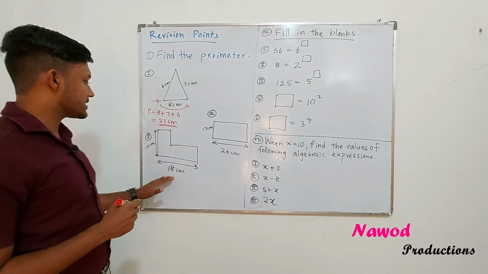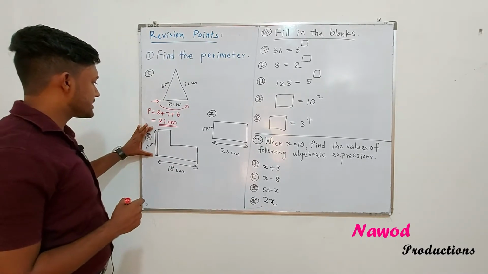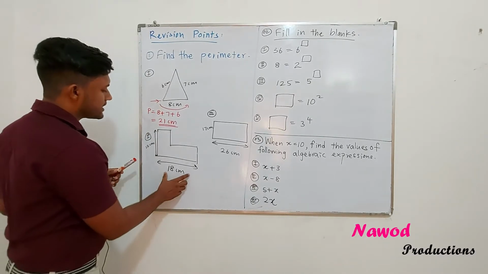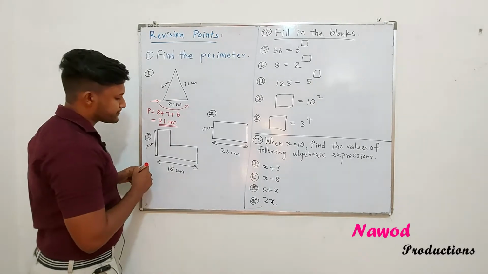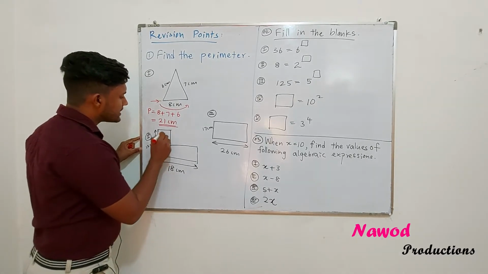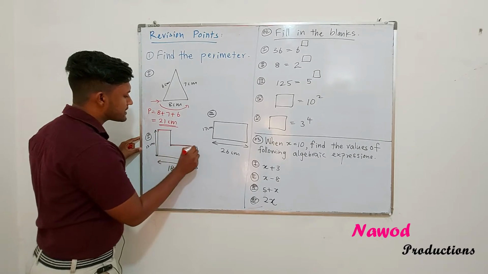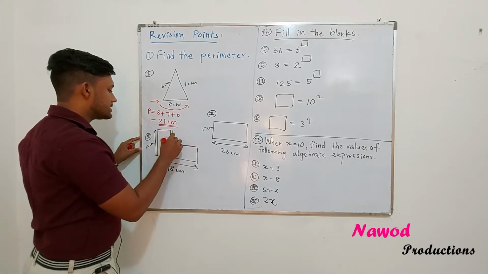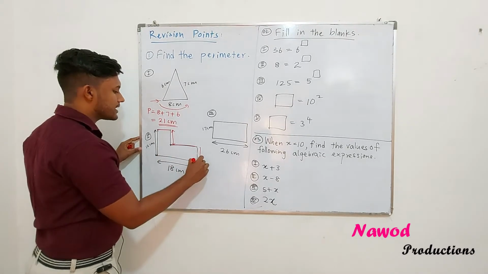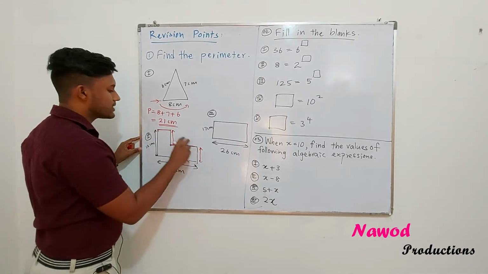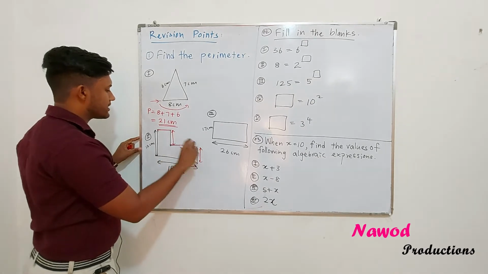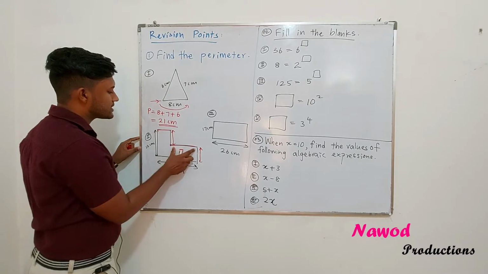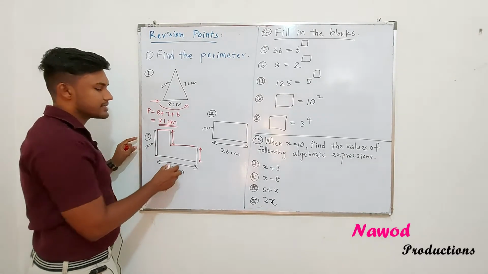Then the second question: you have 12 centimeters for this side and 18 centimeters for this side. Then 18 centimeters means this length and this length are also equal to 18 centimeters. Then this length and this length are also equal to 12 centimeters. That means the addition of these two lengths is equal to 12 centimeters.